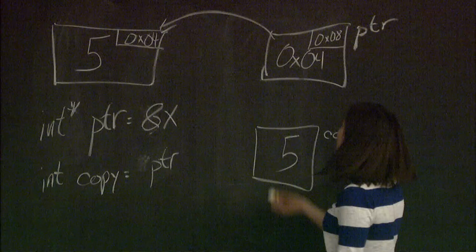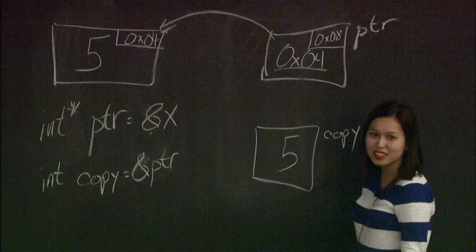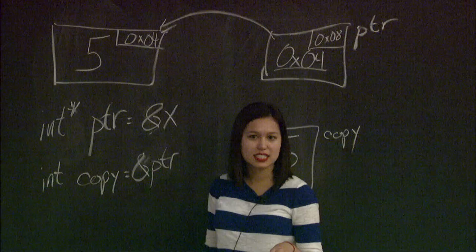It would just be whatever pointer contains, right? And then what if I did this? What would copy be now? 0x08. Yep, the address of our pointer. Any part of that needs to be re-explained? Cool? Okay.